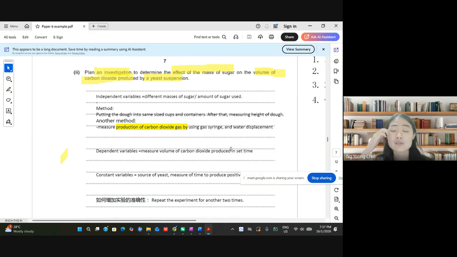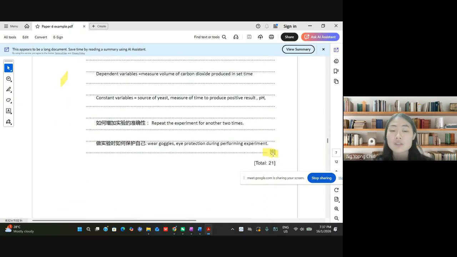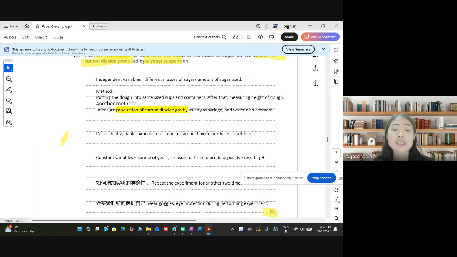There are 6 marks given for those answers. Okay, the 3 variables, the method, how you improve the accuracy, repeat the experiments, and how to protect yourself.